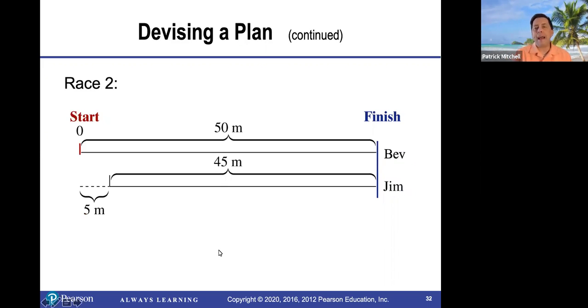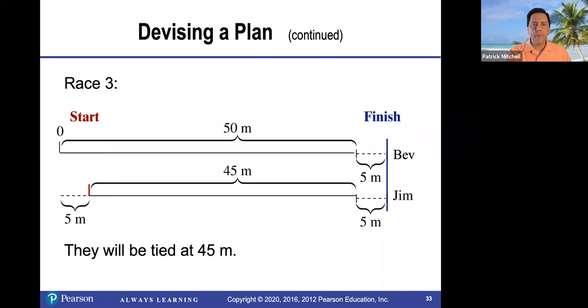If Jim had a 5-meter head start, he would still cover 45 meters in the same amount of time that Bev covers 50. So the second race is going to end in a tie if Jim is given a 5-meter head start. Now, where it really gets interesting is in the third race.